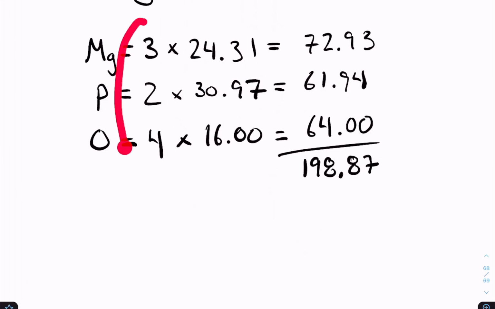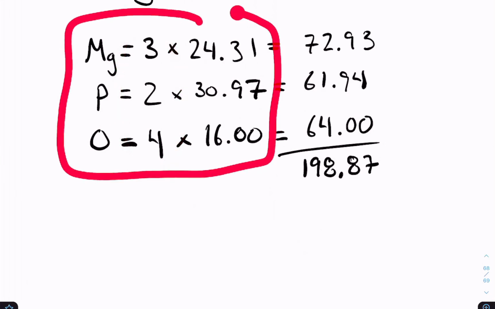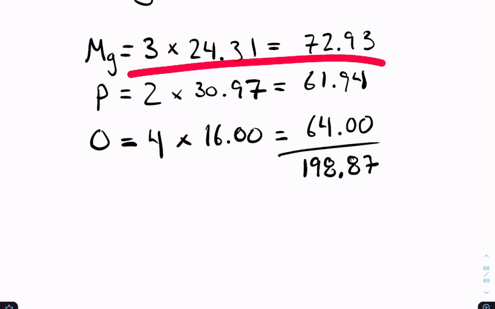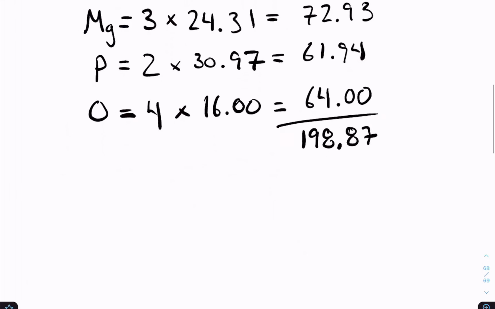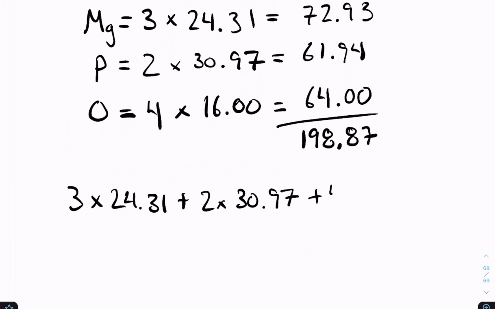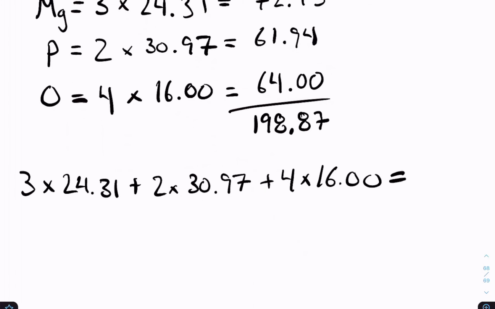I definitely would encourage you to at least write this part out like this, but you don't need to type it into your calculator one line at a time and then add those all up together at the end. You can type this into your calculator as just 3 times 24.31 plus 2 times 30.97 plus 4 times 16.00. And that should give you the correct answer also, because your calculator will follow the proper order of operations, do the multiplications first, and then add everything together at the end.